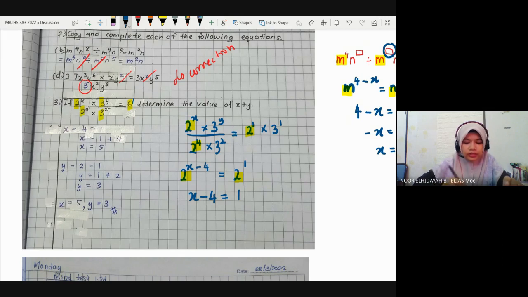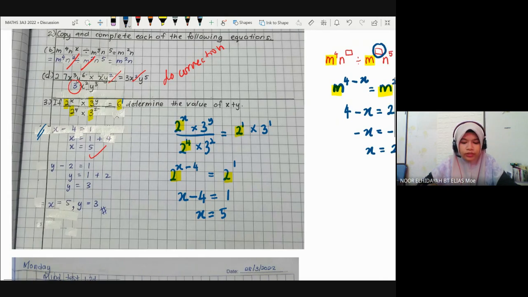Kalau di sini jalan pengiraan yang kawan awak tunjuk ni kurang jelas. Macam mana boleh dapat x minus 4 tu? Because dia tak tunjuk yang 2 times 3 tu. So x minus 4 is equal to 1. Therefore, x equals 5. Your friend gave the correct answer but not complete working. Okay, once you finish with the base of 2, now solve for the y.